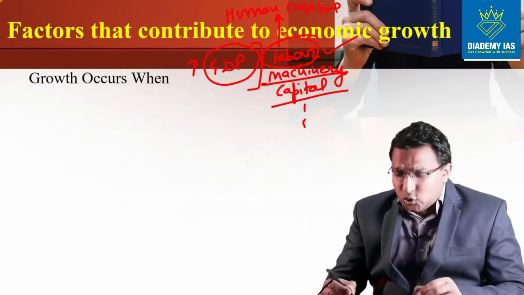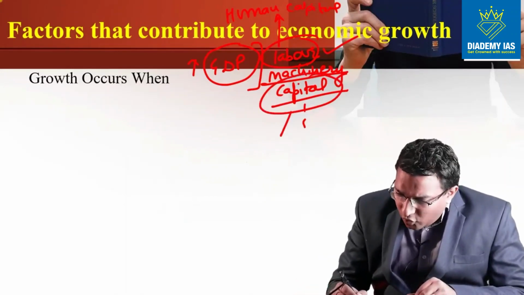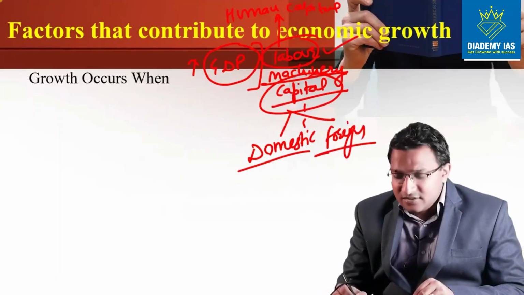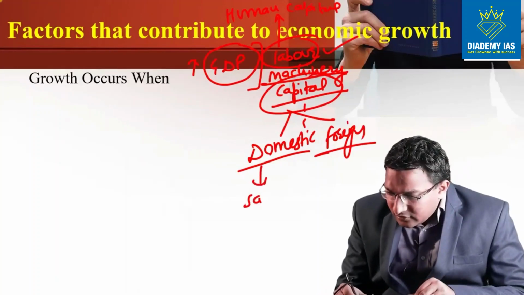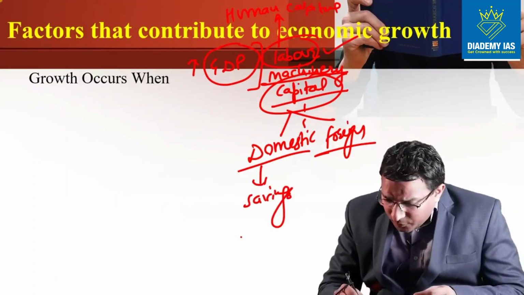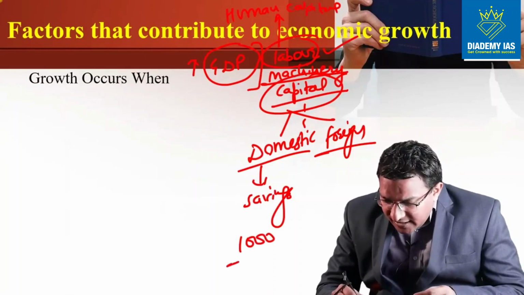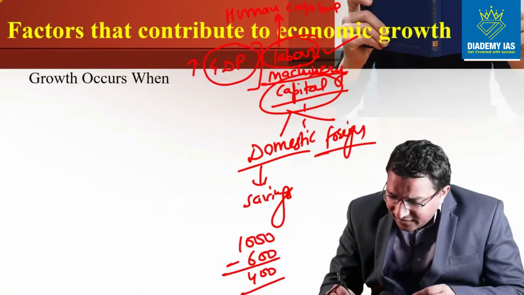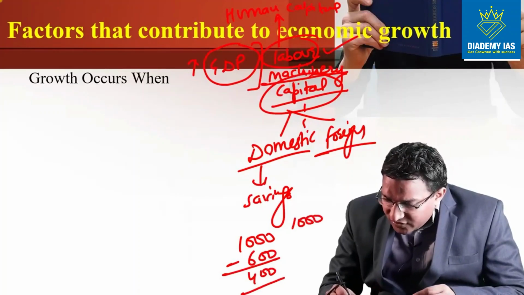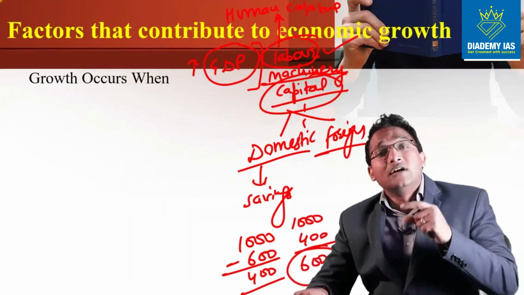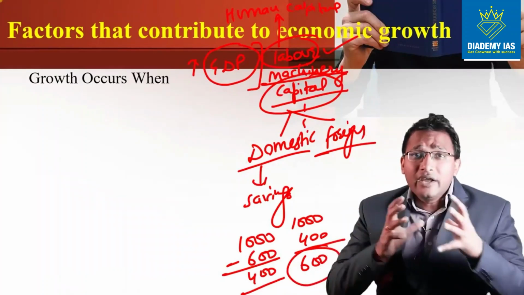Then capital. How can we increase the capital? Capital can be increased by two sources: either the people from the own country, that is domestic, or from a foreign country. Domestic means the people are saving. The Indians are increasing their savings. Suppose they are earning 1000 rupees and spending 600 rupees, so they are saving 400 rupees. This was the earlier condition. Now out of 1000 rupees, they are spending just 400 rupees and saving 600 rupees.